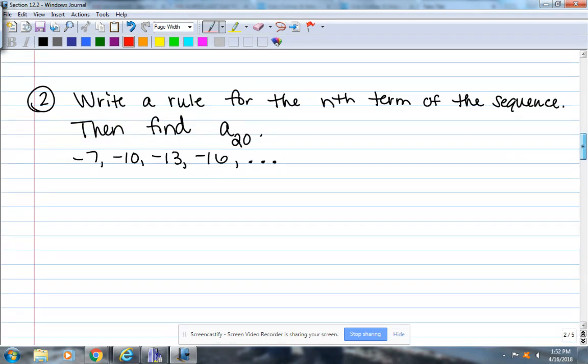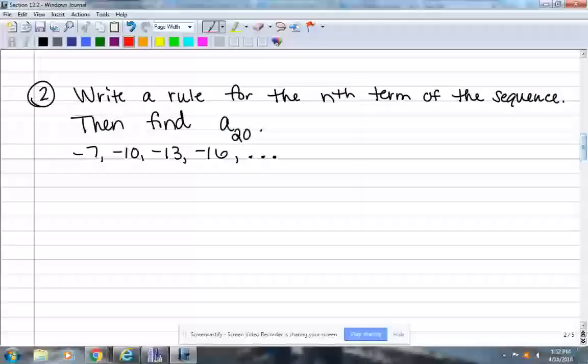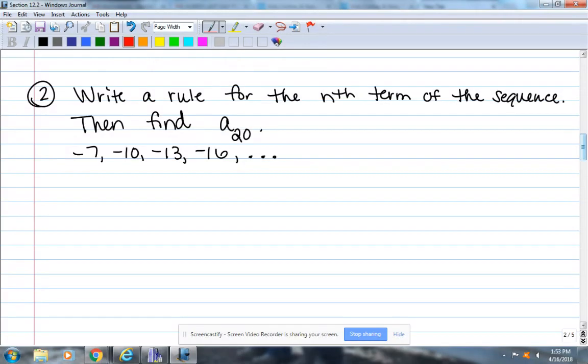All right, so the next thing we're going to do is something different. The next thing we're going to do is write the rule. Now that means we have to come up with the formula to get the next term. If it says write a rule, that means you have to write an equation of how you're going to get the next term.